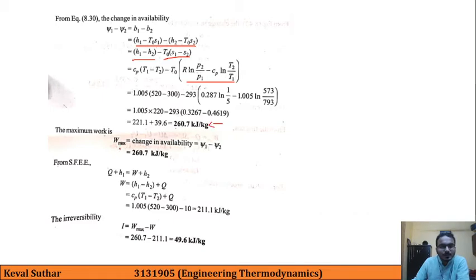So Wmax will be the change in availability, which is the difference of availability function, and this is the same answer. Now to obtain the irreversibility, again we need to find out the W actual based on the first law of thermodynamics. This is exactly as per our previous question. The only difference is here we are having H1 minus H2 and here Cp into T1 minus T2. Now the irreversibility is given by this formula, I is equal to Wmax minus W. So this is the value that we are getting.